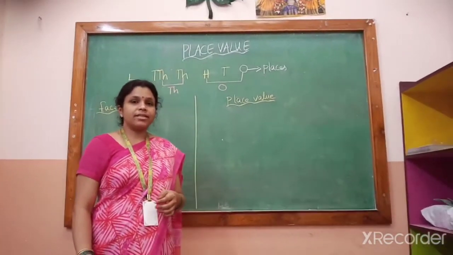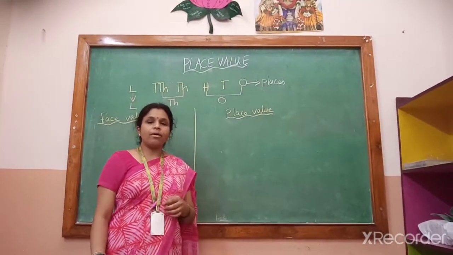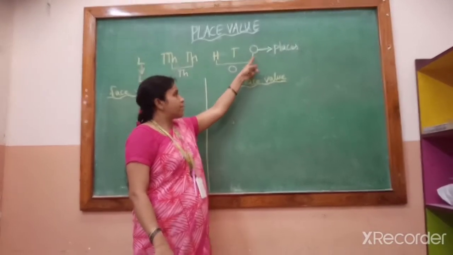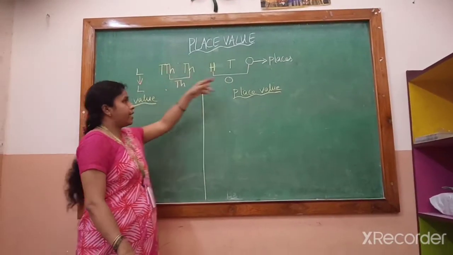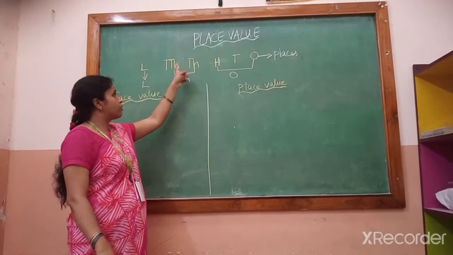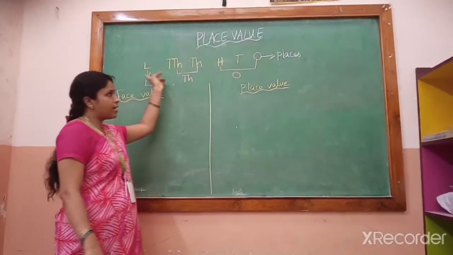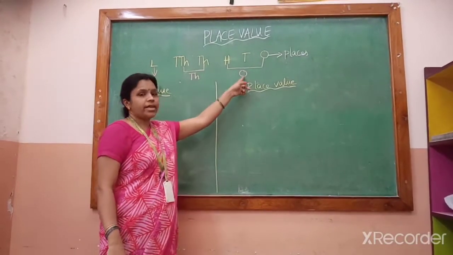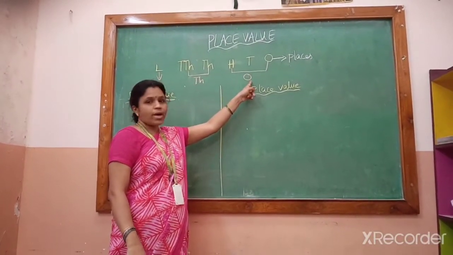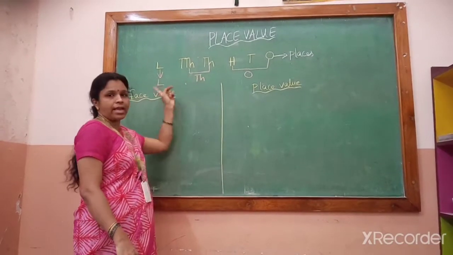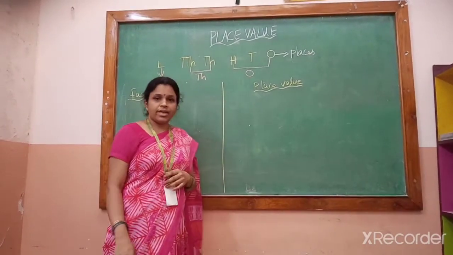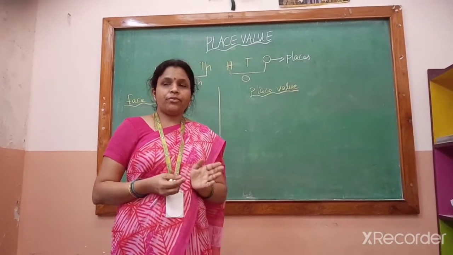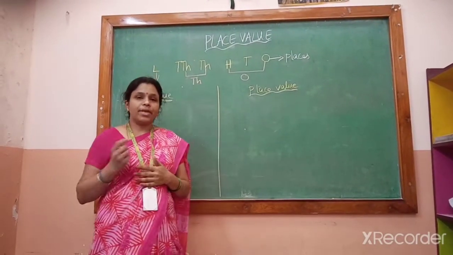Welcome to the class. Yesterday I explained to you about the place values with the periods, up to lakh. Ones, tens, hundred, thousand, 10,000, lakh. These are the 6 places, and the 6 places were divided under periods. That is ones, thousands and lakhs, 3 periods. Now today we are going to learn what is the difference between face value and place value.